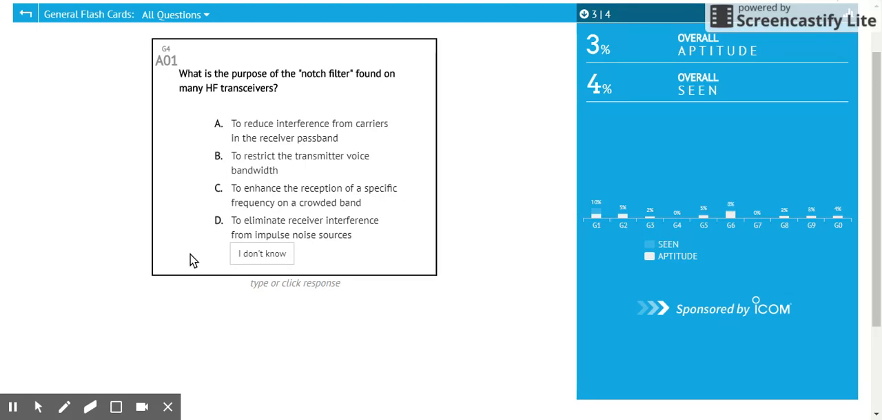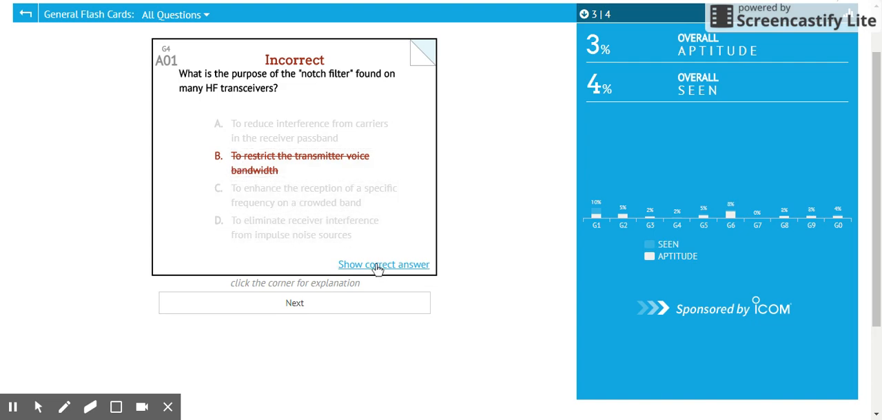Gosh, notch filter. I'm not sure. I think it's B. No! Okay, it's A. Dang it.